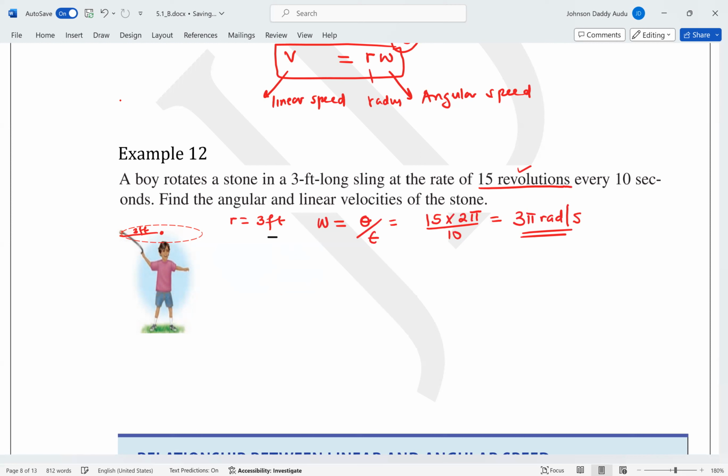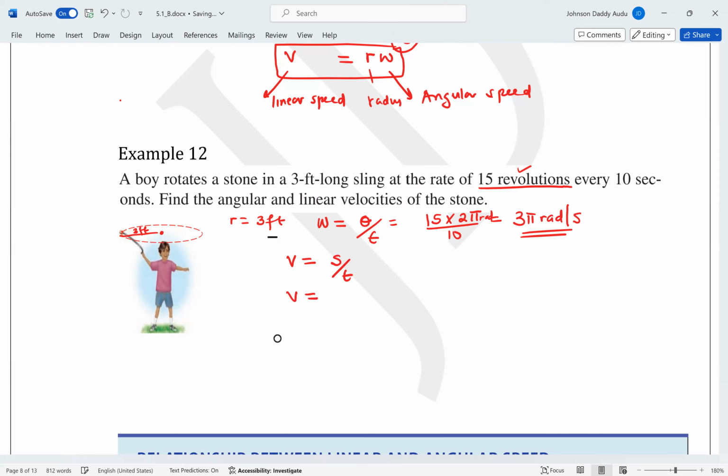So the theta here is 15. You multiply by 2 pi, it becomes what? It becomes 30 divided by 10. Now, when you multiply by 2 pi, you have converted revolutions to radian. Now, for V, which is the linear velocity, right? We can find the linear velocity. And what is the linear velocity? Remember, it's S over T, right? S over T. So what is going to be S in this case?